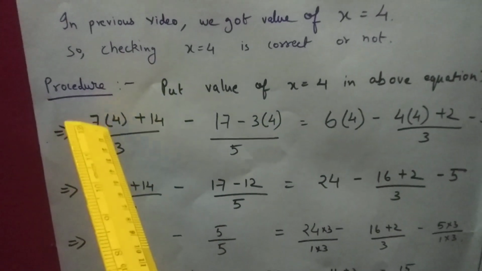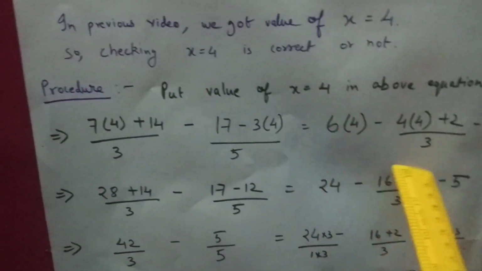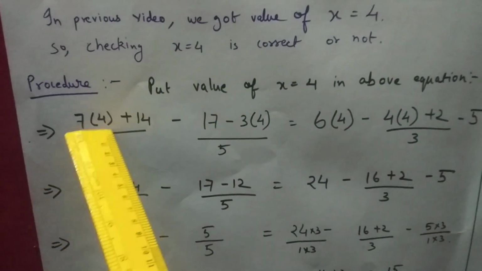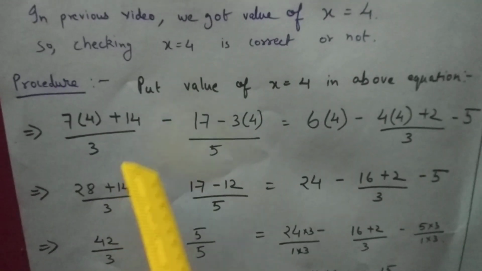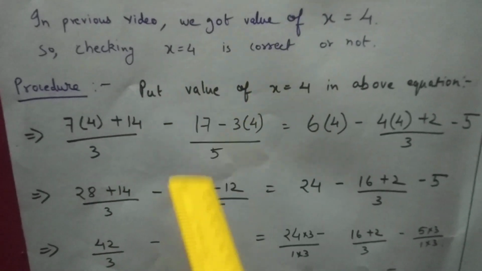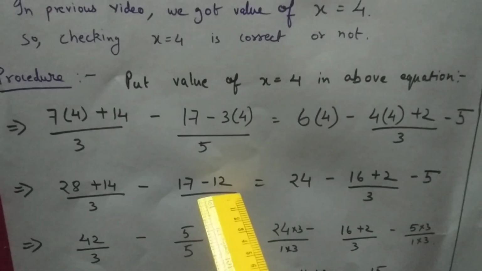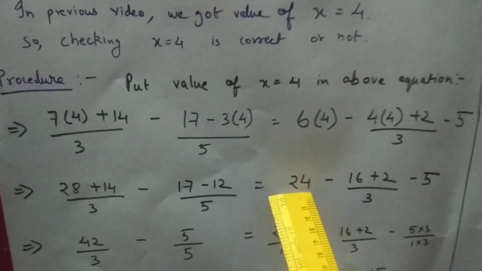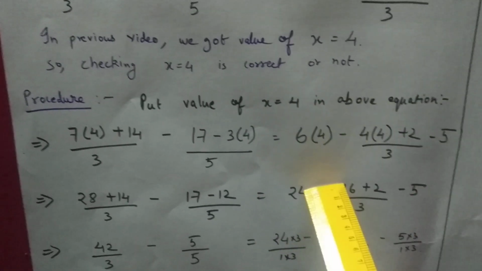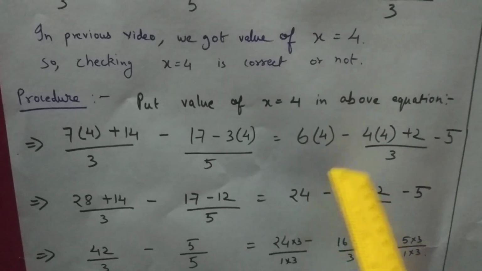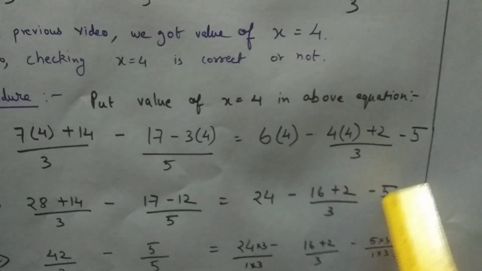Now next we will solve it. We will simplify it further. 7 into 4 will be 28. 14, put it down as it is, with the minus sign. Then 17 minus 3 into 4, 12, put it down. 6 into 4, 24, minus 4 into 4, 16, plus 2, 3, minus 5, put it down as it is.